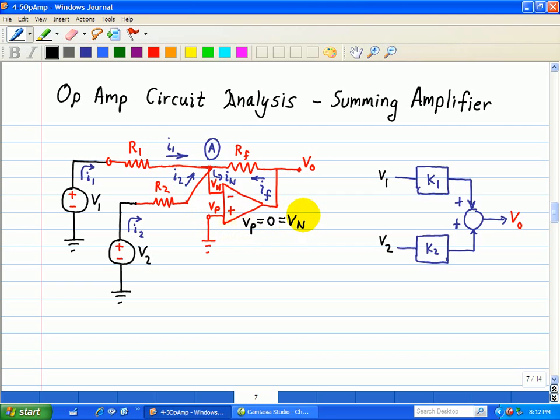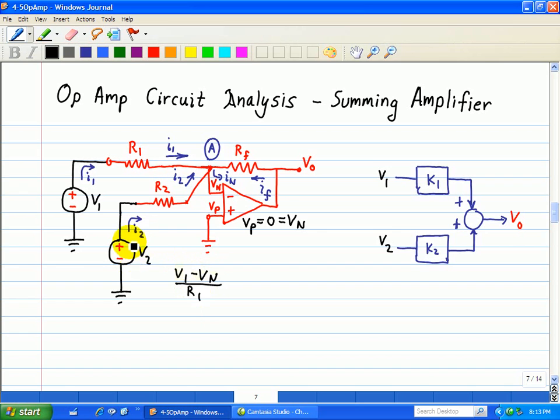Now, this configuration is similar to the inverting amplifier from an earlier video, so we start by applying KCL to write the sum of the currents entering node A, which is the summing point. Basically we have the current I1, which is the voltage across R1 divided by R1. So that's V1 minus Vn divided by R1.